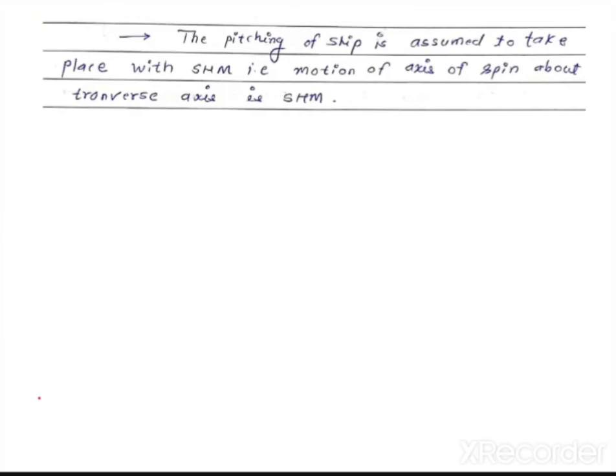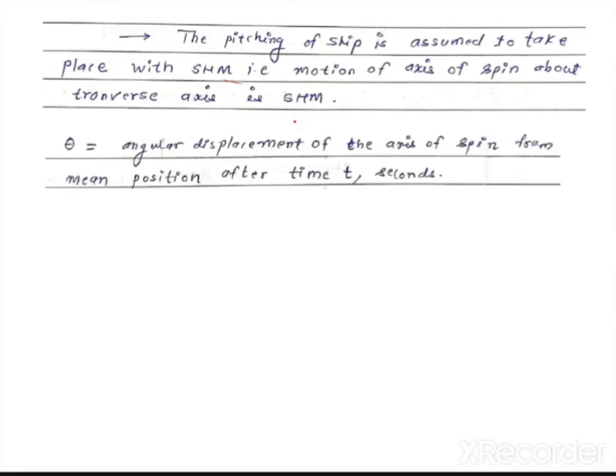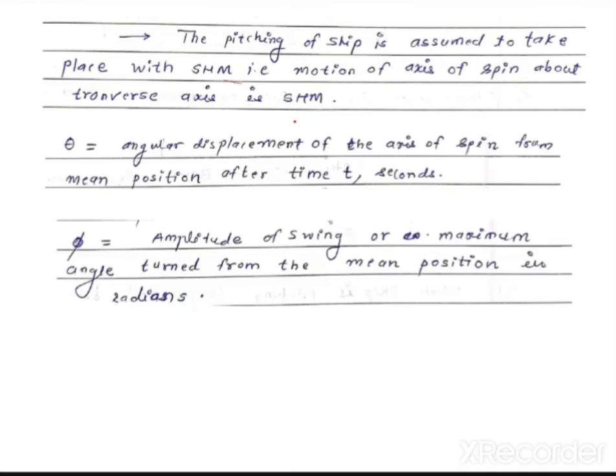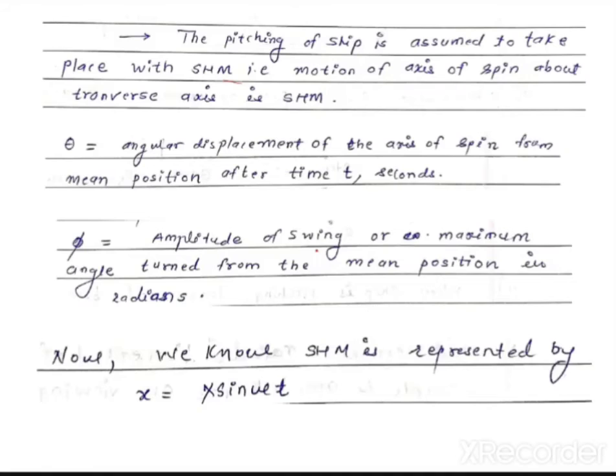So I will start the derivation. The pitching of the ship is assumed to take place with SHM. I have already said that the motion of the axis of spin about the transverse axis is SHM. Now theta is the angular displacement of the axis of spin from the mean position after time t. Phi is nothing but the amplitude of swing or maximum angle turn from the mean position in radians. It is also called the amplitude of swing. Now we know that SHM is represented by x is equal to a sin omega t.